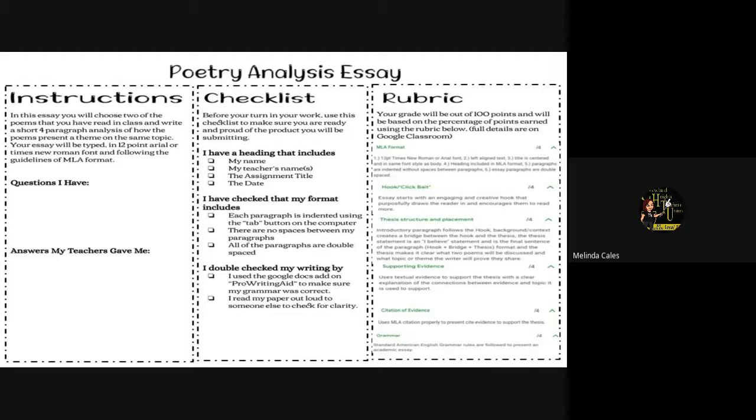So that includes having a heading, what should be in your heading and what order, checking your format. Each paragraph needs to be indented using the tab button on your computer. There shouldn't be any spaces in between your paragraphs because the tab indent shows us where one paragraph begins and the next one ends. All right. And then after you've done that, you highlight just the body of your essay, and you double space. Okay. That way everything is the way it's supposed to be.